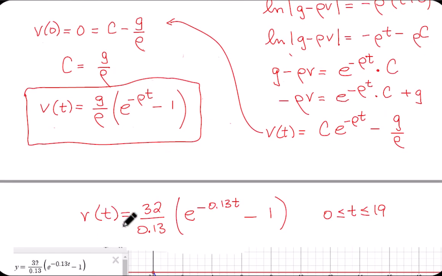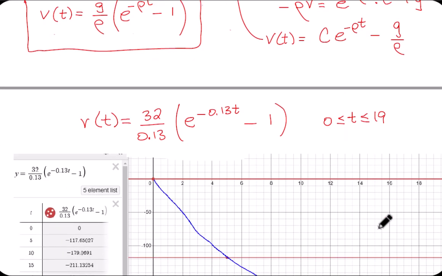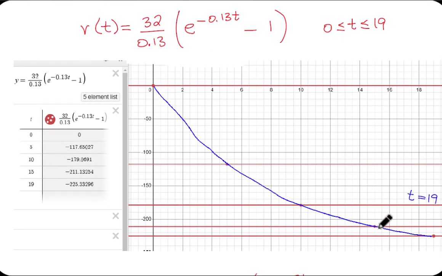And so now if I plug in, g is 32, rho was 0.13, put in my decay, and I'm doing this from 0 to 19. So I plotted that using Desmos online graphing calculator. All right, so here's my expression, and I also made a table 0, 5, 10, 15, up to 19, and that's the number I need. I need the velocity when we are at 19 seconds. So minus 225.33296.